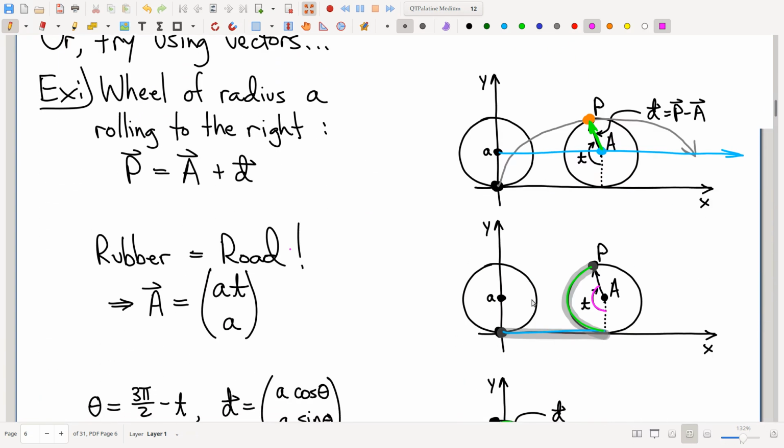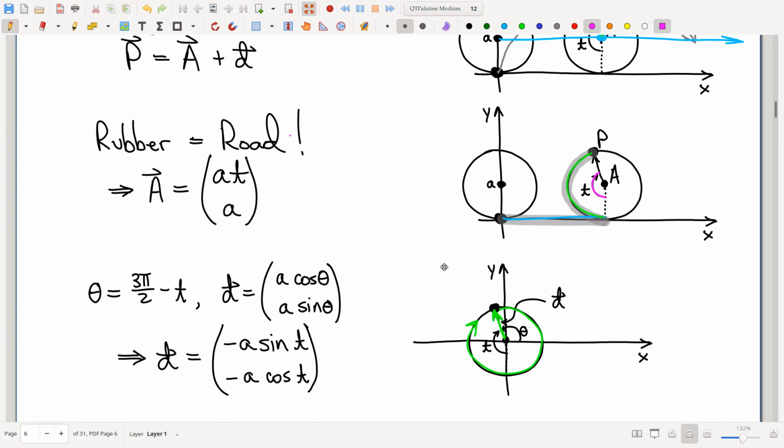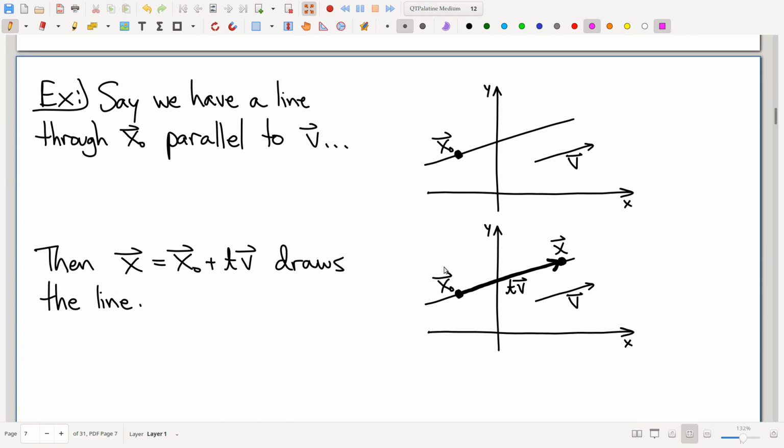Would we need to also calculate the y coordinate? Yeah, that's one of the details that you can look at. The y coordinate, of course, is constant height, and so it's just the radius. Okay, all right. Okay, so moving along, how do you parameterize a line?